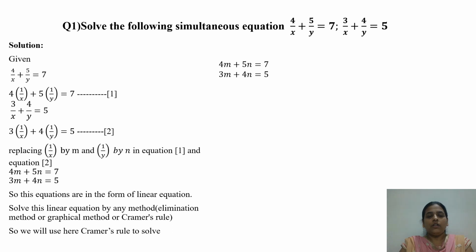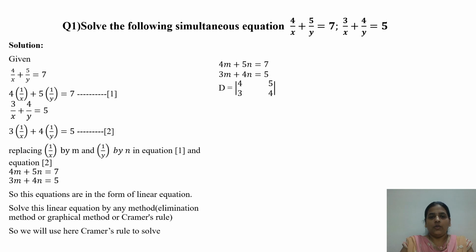When we solve the linear equation by using Cramer's rule, we want to find out determinants D, Dx and Dy. So first of all, find out the D here. D is equal to what? 4, 3, 5, 4. That means the constant part is omitted, only the coefficient of m and the coefficient of n are placed. In the first column, the coefficient of m, and in the second column, the coefficient of n.